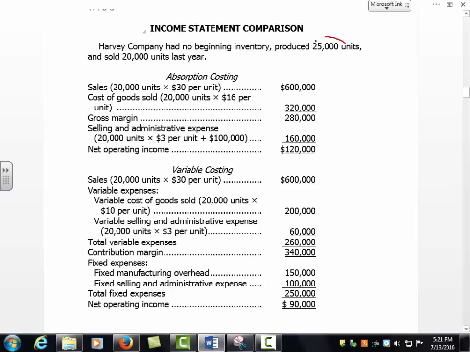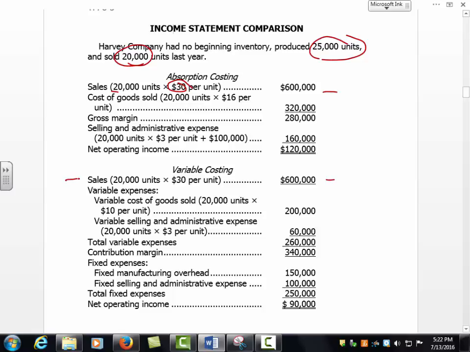So we're going to produce 25 but only sell 20. So by definition, we are going to store in finished goods 5,000 units that were not sold. So if we look at our numbers and we sell 20,000 and the selling price from the numbers up above was 30, that's 600,000, the same as it is under variable costing.